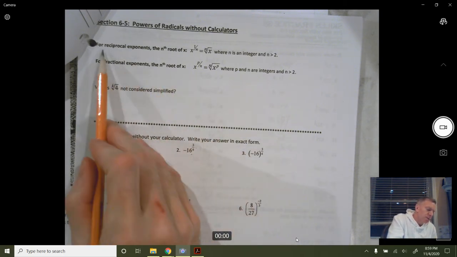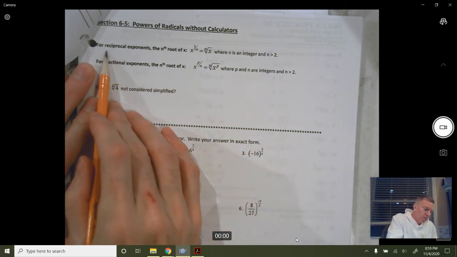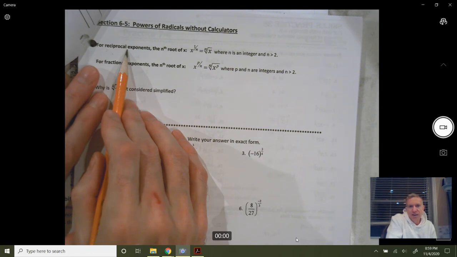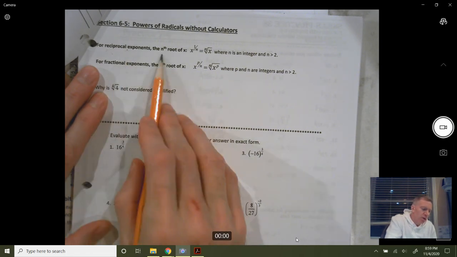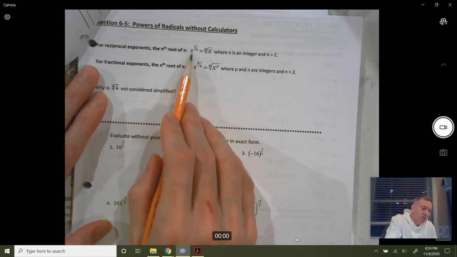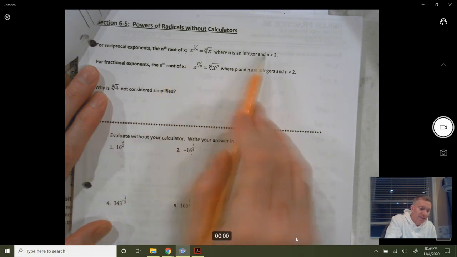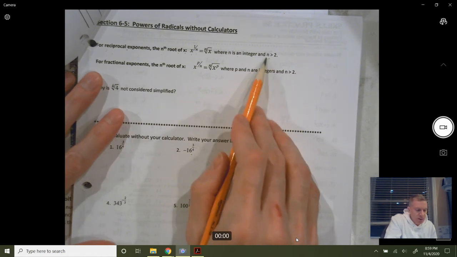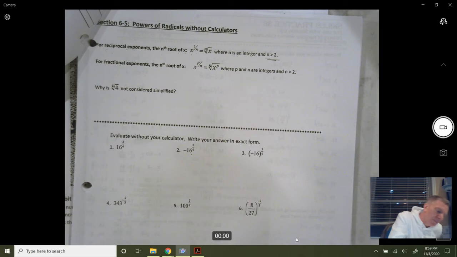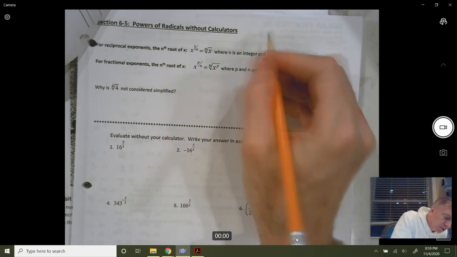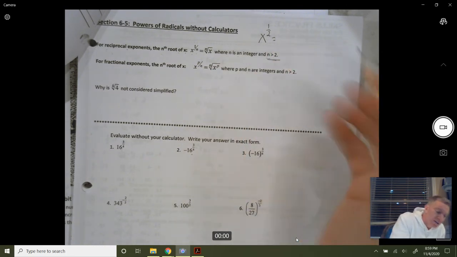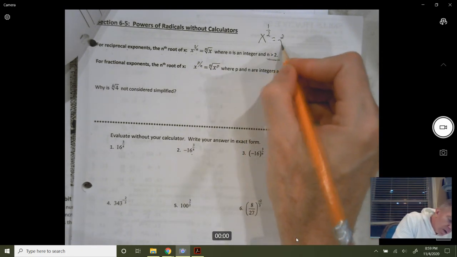So we did talk about this in the last section. Reciprocal exponents are really just rational or fractional exponents. The nth root of x can be written as x to the 1 over n, where n is an integer and n is greater than 2. The reason it says n is greater than 2, this actually works when n is equal to 2. So if I have x to the 1/2, that's really the square root of x.